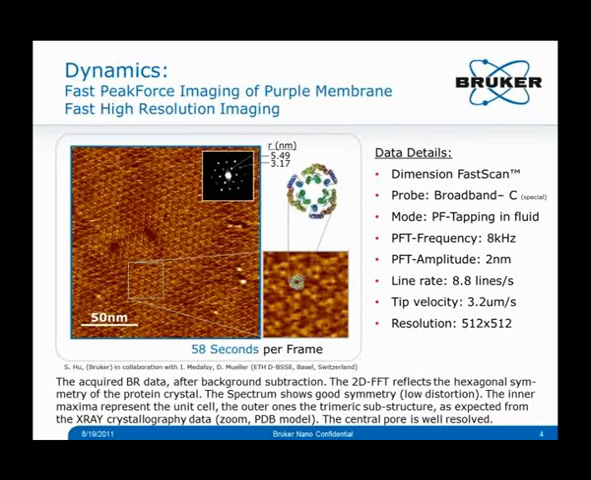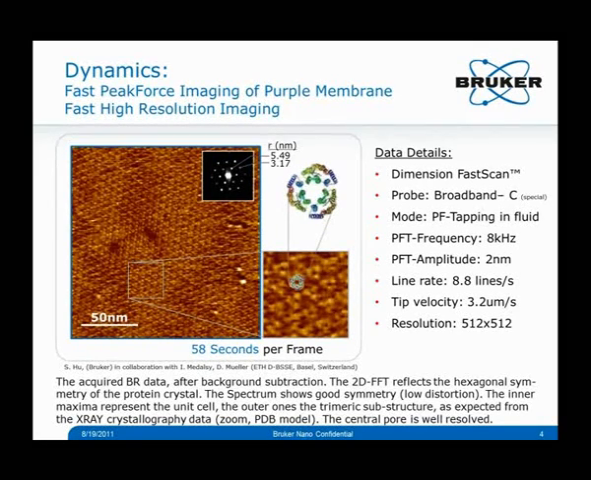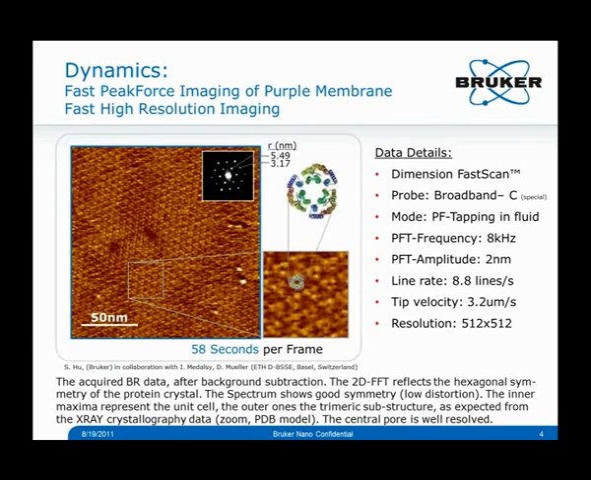After background subtraction, we can now see in most areas the trimeric structure of the Bacteriorhodopsin protein complexes. In the magnified area, we can see that there is quite a bit of detail on there, and actually with a 512 by 512 pixel resolution, what we are seeing is probably at the moment limited by the number of pixels used in the image, and is not necessarily the resolution limit of the technique.